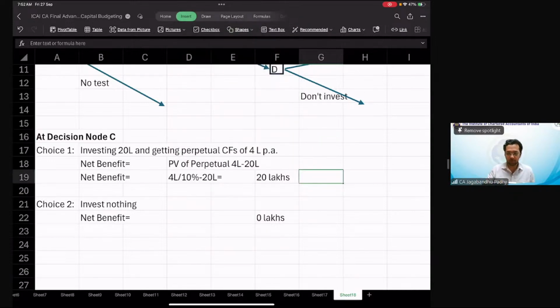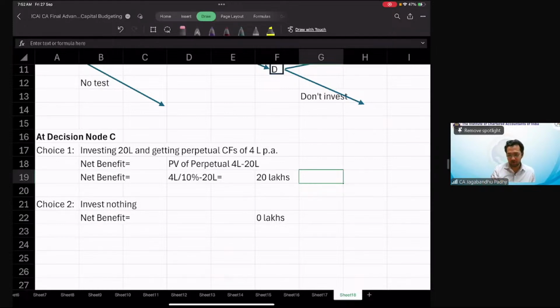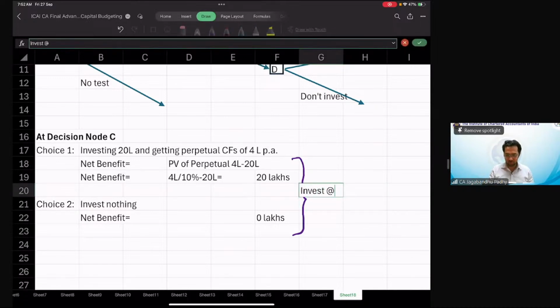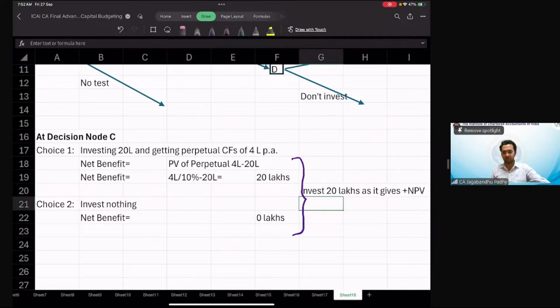So of course, looking at these two numbers, we can say it's better to make an investment. So at node C, our decision is to invest 20 lakhs as it gives positive net present value. Invest 20 lakh as it gives positive net present value.